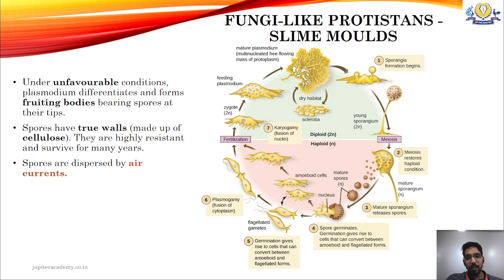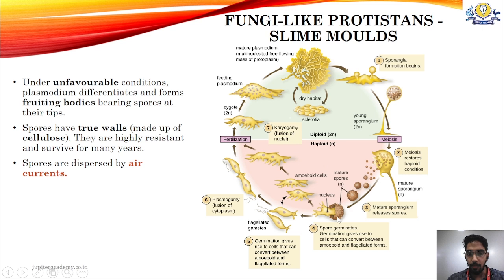We start with the zygote, which forms a feeding plasmodium, which grows into a larger mature plasmodium. This plasmodium can divide and form smaller sclerotia during unfavorable conditions. Then it forms fruiting bodies which form young sporangium. Inside the sporangium there is meiosis taking place, which forms your haploid spores. That is why N is given.